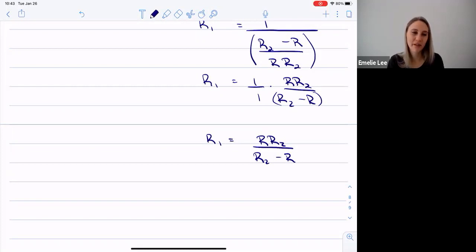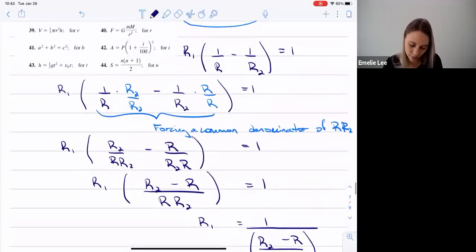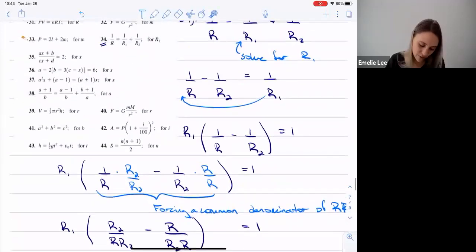Good. All right. Good. So a little bit tricky, right? But just focus on which variable you want to solve for, and then rearrange based off of that.